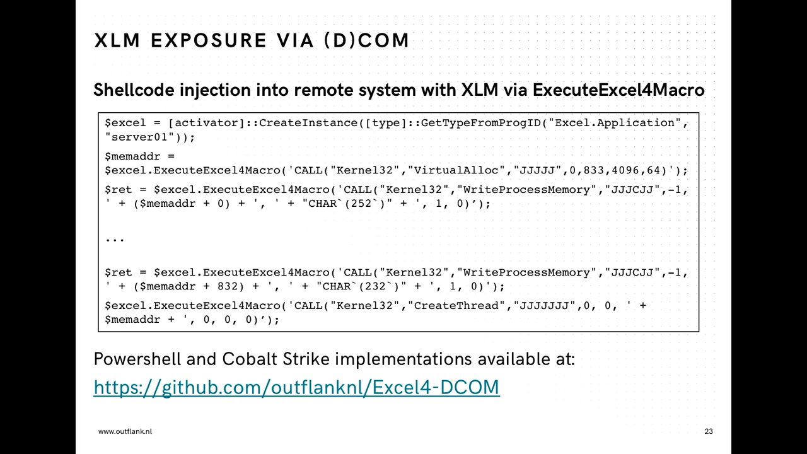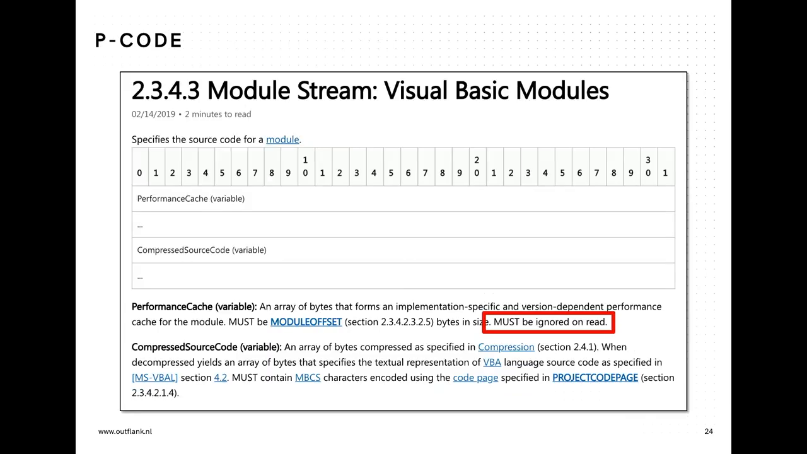There's one big con. It's pretty slow, so injecting a shellcode of 1,000 bytes, each staging shellcode will take you about 1 to 2 minutes. But if you have that time, then this is a really great method to actually inject shellcode, not rely on any LOLBin, and inject it into excel.exe on a remote system without touching disk. Code in PowerShell and a Cobalt Strike implementation is at that GitHub repository. So that was Excel 4 macros.